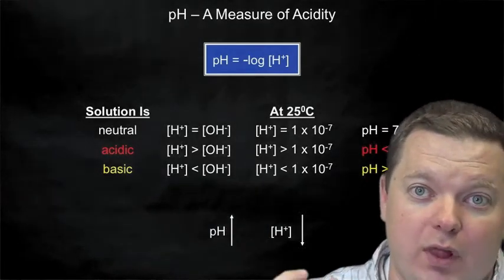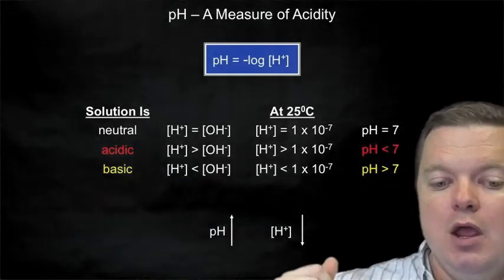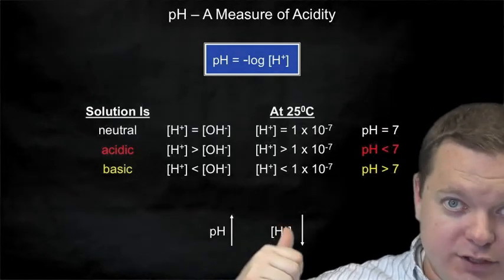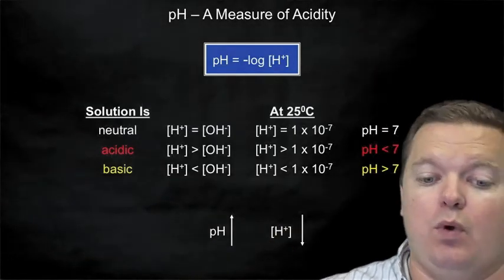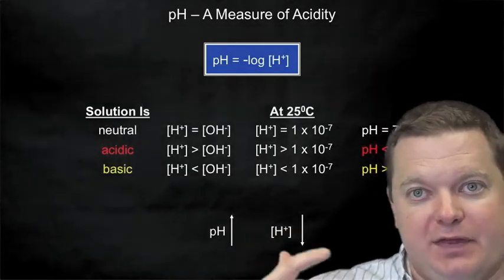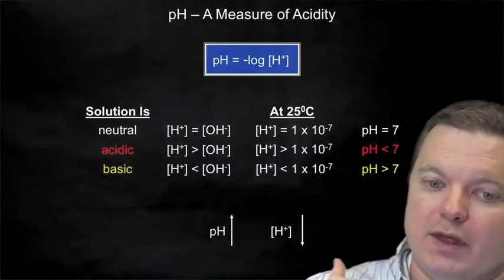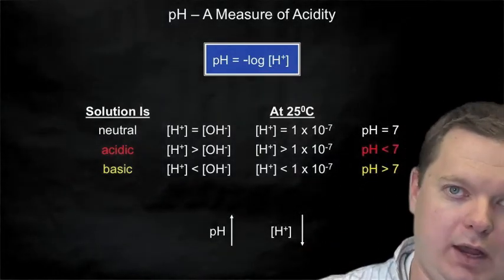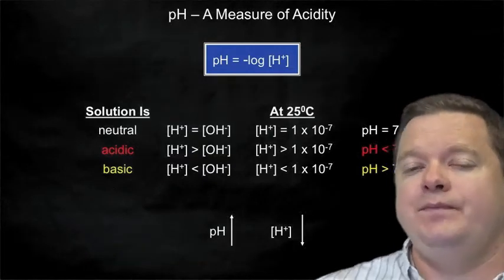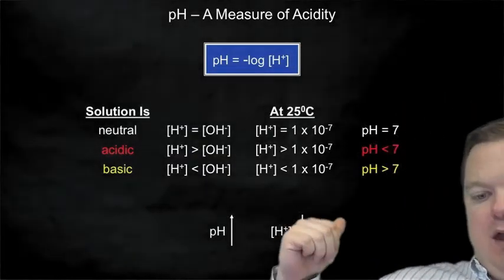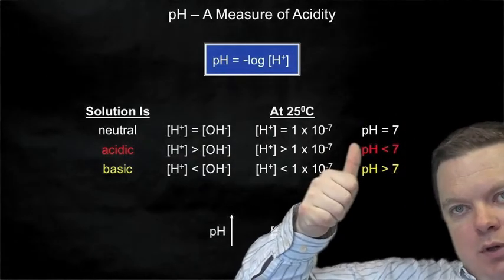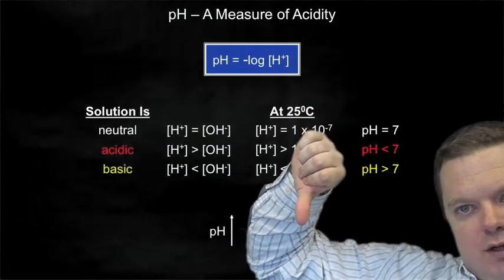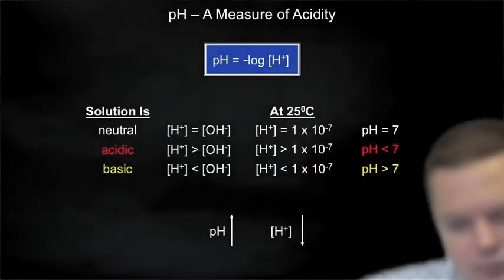Conversely, if we have less H plus than OH minus, or the concentration of H plus is less than 1 times 10 to the minus 7th, take the negative log of those values, you're going to get a number that's greater than 7. Again, we call those basic conditions. And in general, you remember that as the pH goes up, the amount of H plus goes down.